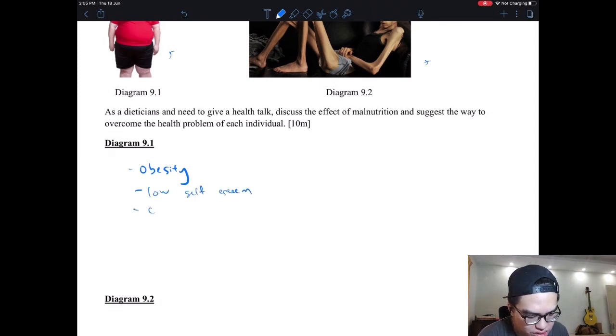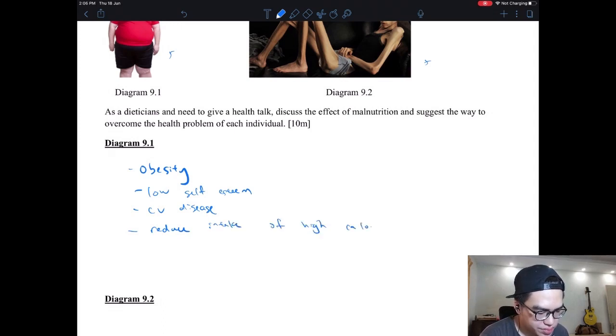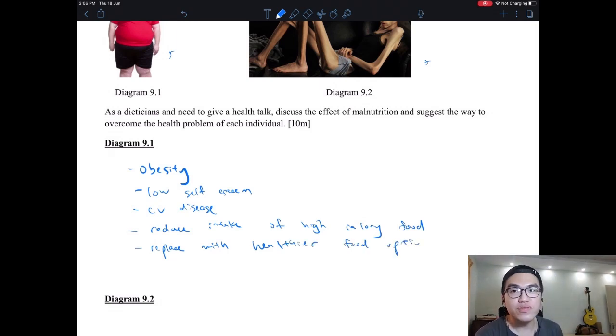Cardiovascular disease. So what should you do? Reduce intake of high calorie food and replace it with healthier food options, for example fruits, veggies, whole food basically. Less processed food and more whole food.